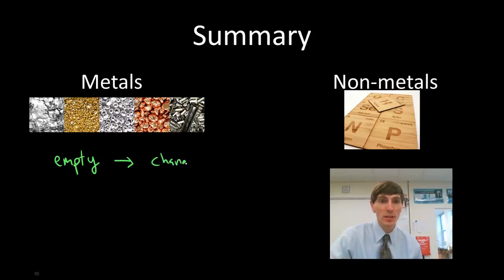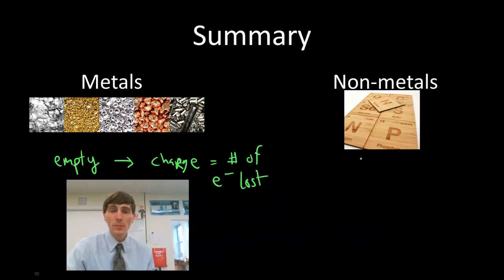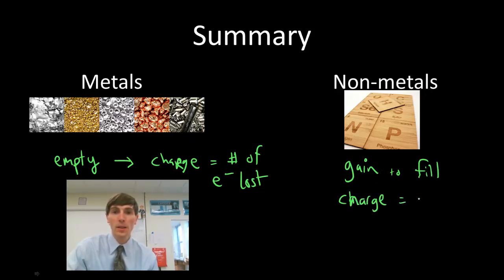We're going to empty out our outer shell, and our charge is going to be how many we empty. Charge is going to equal number of electrons lost. For our nonmetals, we're going to be gaining to fill our energy level, and we're always going to have a charge equal to the number of electrons gained.